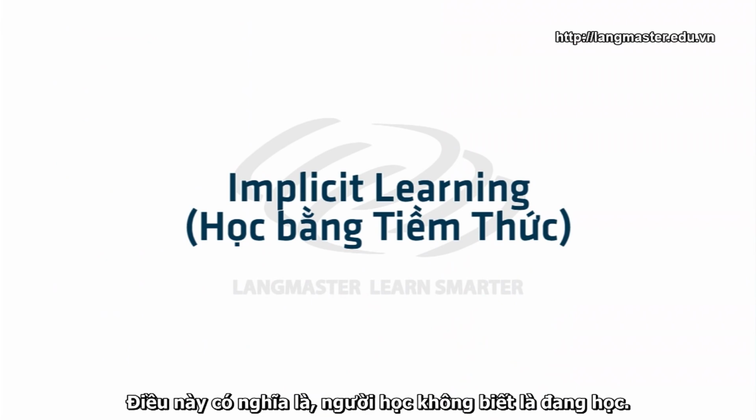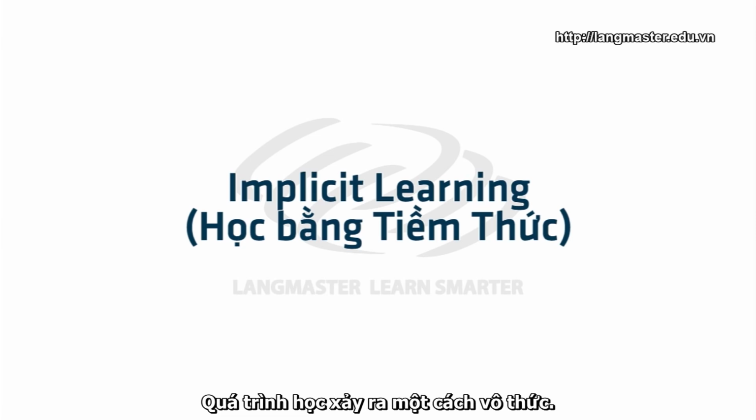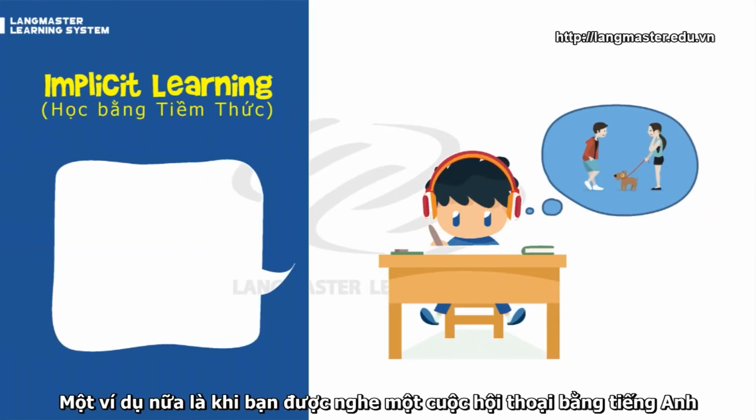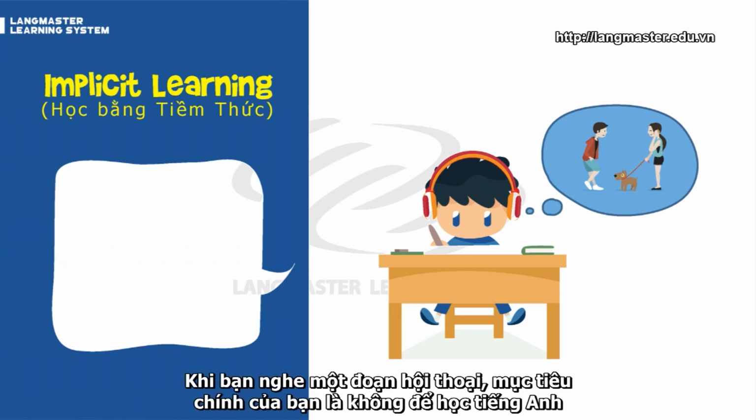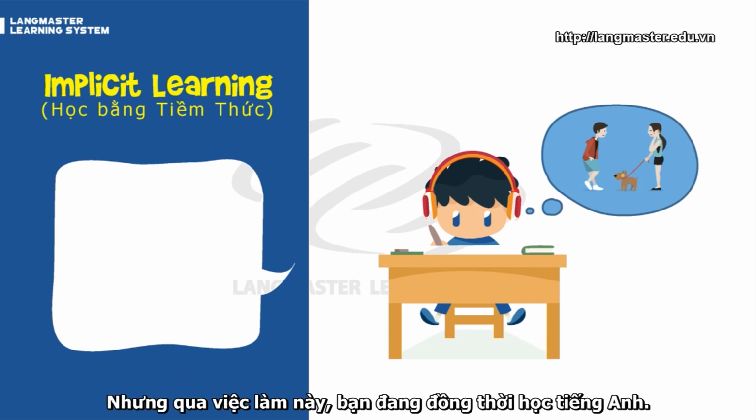In implicit learning, the learner doesn't know what is being learnt. Mostly, he's not even aware that he's learning something. The learning happens unconsciously. One example of implicit learning is listening to a conversation in English. When you listen to a conversation, your main goal is not to learn English, but to understand the conversation. But by doing this activity, you're simultaneously learning English.